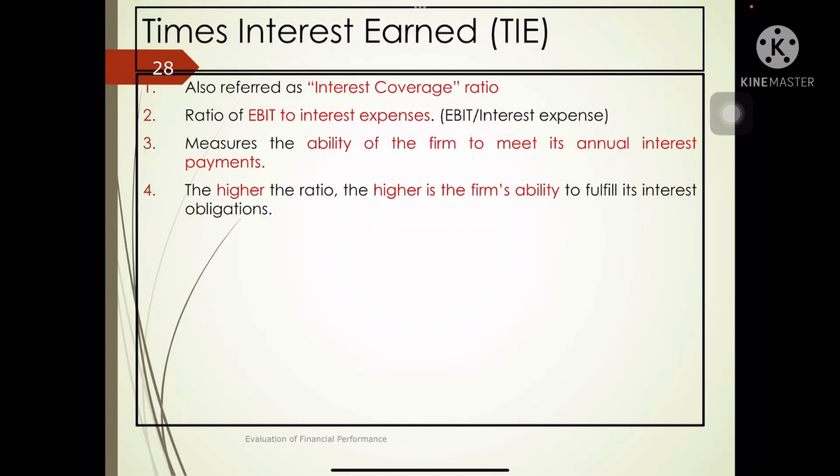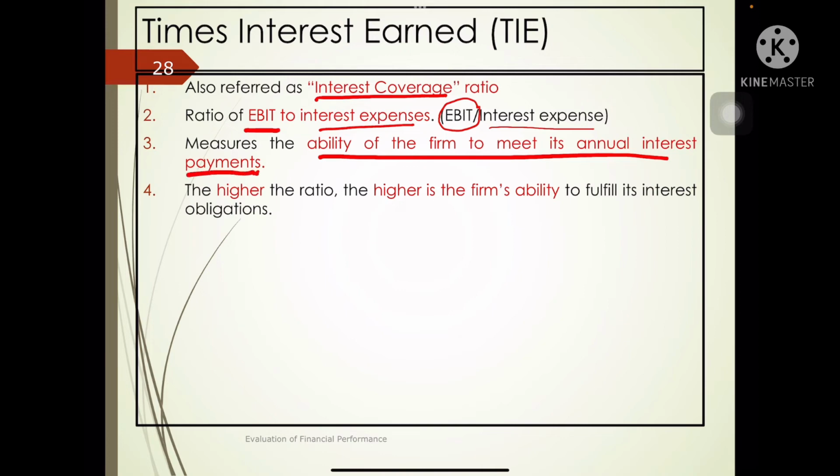Alright, this one is times interest earned, also called the interest coverage ratio. It equals EBIT, or earnings before interest and tax, to the interest expenses. So we take the earnings before interest and tax, we divide by interest expense. This one we measure the ability of the firm to meet its annual interest payment. We would like to see how much their earnings can cover the interest. The higher the ratio shows the firm's ability to pay for the interest obligation.